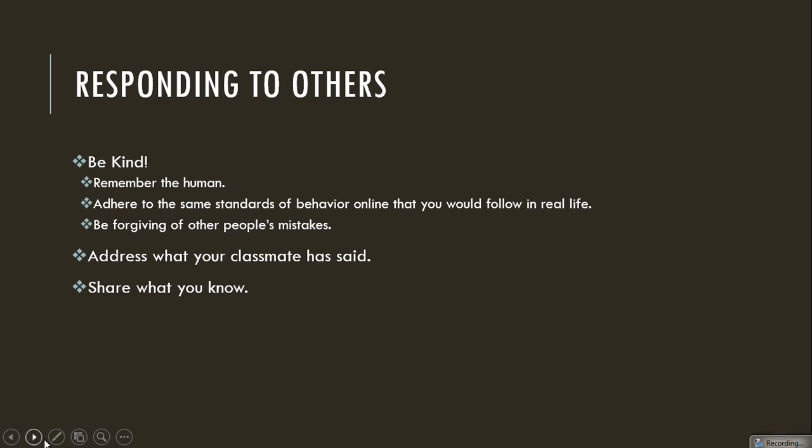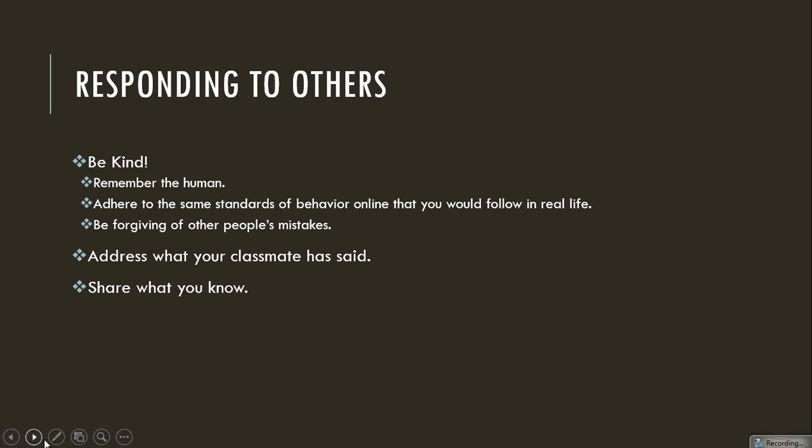So first and foremost, you'll see on here is about being kind. Remember that you're speaking to other human beings. Whether they're online or they're sitting next to you in class, they may be somebody you've never talked to before, but you want to make sure that you're following those appropriate standards of behavior that we would use in real life. You want to talk nicely. You don't say mean things. We shouldn't be using profanity or anything like that.